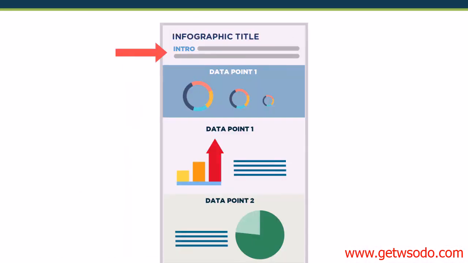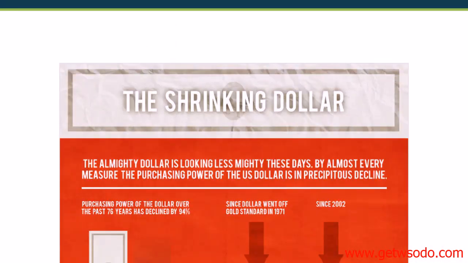Next, you need a little bit of intro copy to go below your infographic's title. That way, people will know right away what angle you're covering before they see the first piece of data. To give you an example, the shrinking dollar infographic intro is only 24 words.